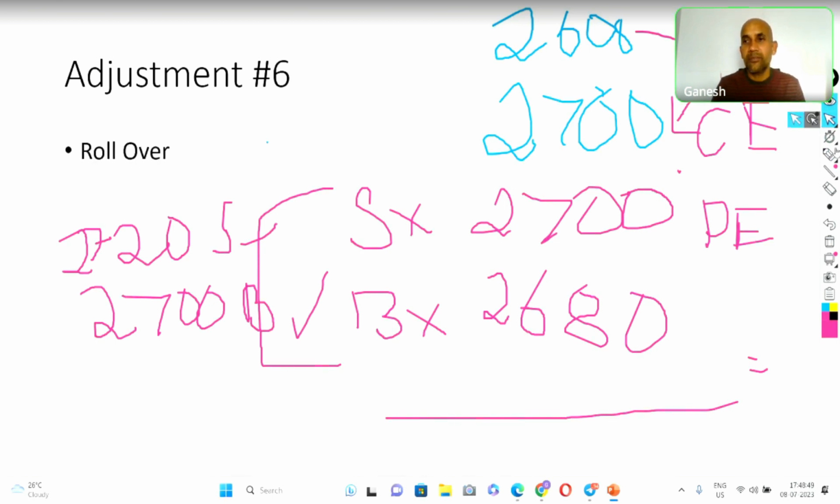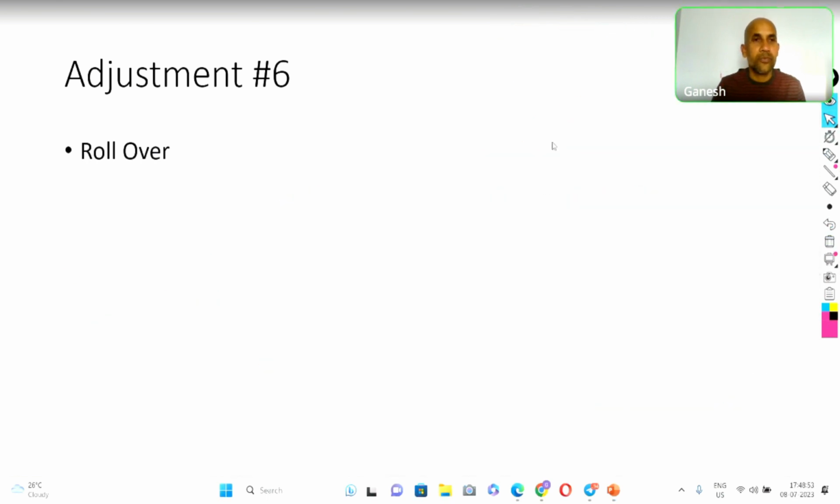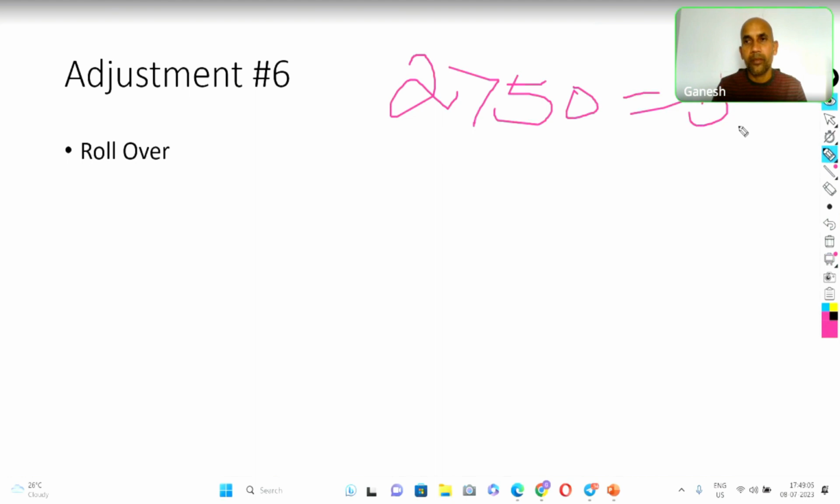What is the other adjustment? That is no adjustment. Simple. I mean, just let's say Reliance spot is 2750. You already received 50 rupees premium. So what do you do? Simply roll over. Simply roll over to next series.